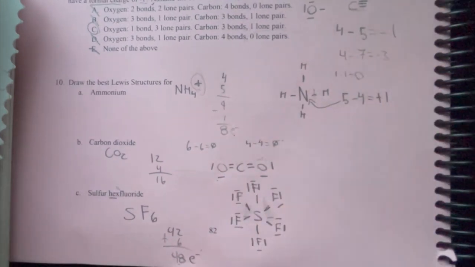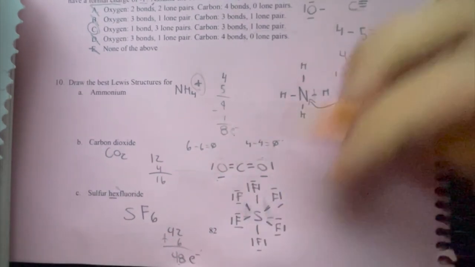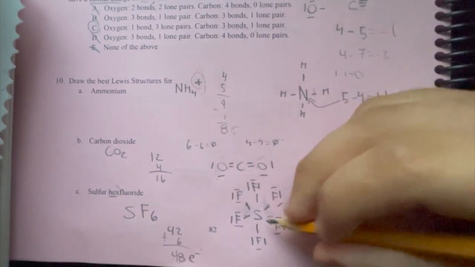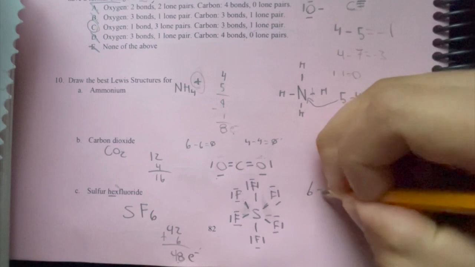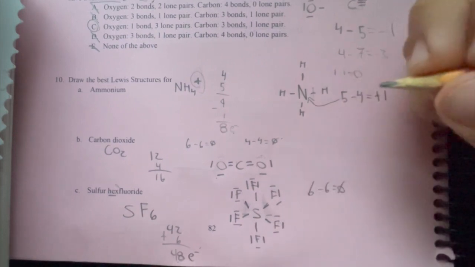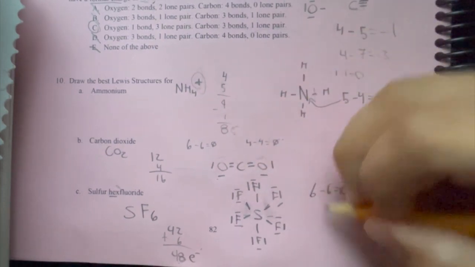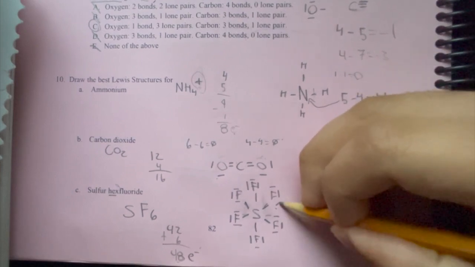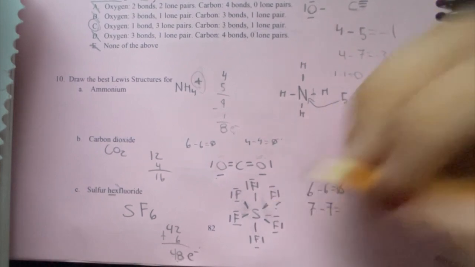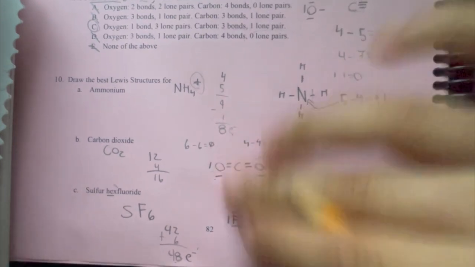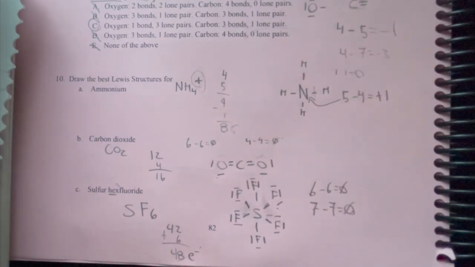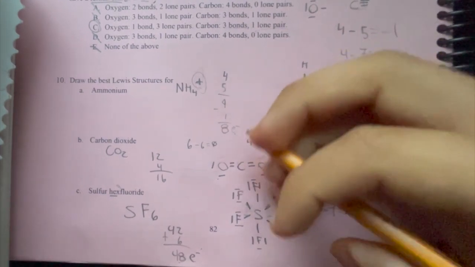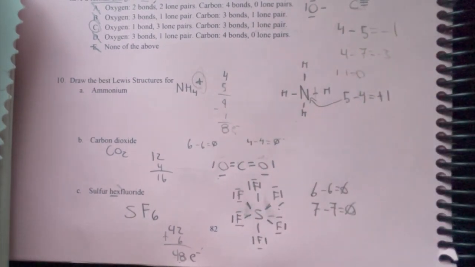Now let's check formal charge. So we want a formal charge of 0, right, for the best structures. Sulfur wants 6, and it has 6 around it. Okay. And then fluorine wants 7, and it has 7 around it, right? 1, 2, 3, 4, 5, 6, 7. So this is the best structure, right? With each fluorine having 3 lone pairs and 1 bond, and sulfur having all the 6 bonds.